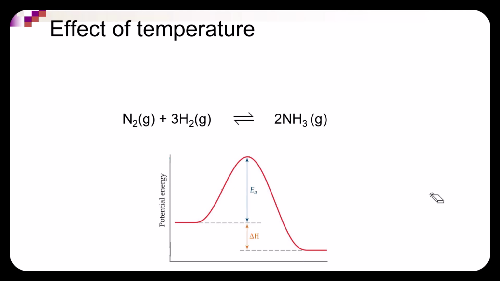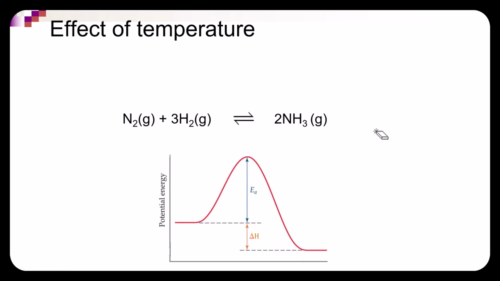So now we're going to talk about the effects of temperature on a chemical reaction. Okay. So here's our chemical reaction. We're at nitrogen reacts with hydrogen to produce ammonia or NH3. Okay, so this is our chemical reaction.